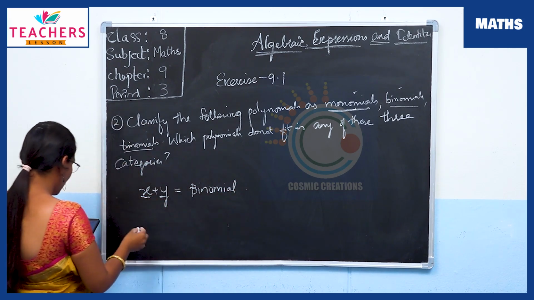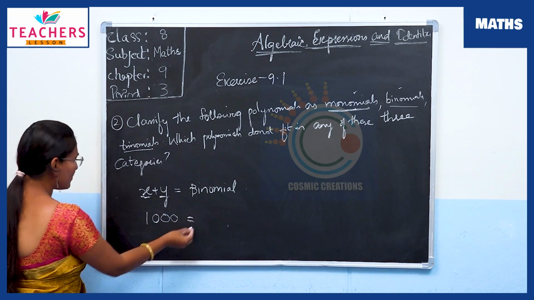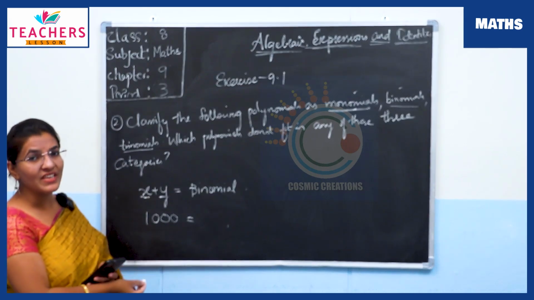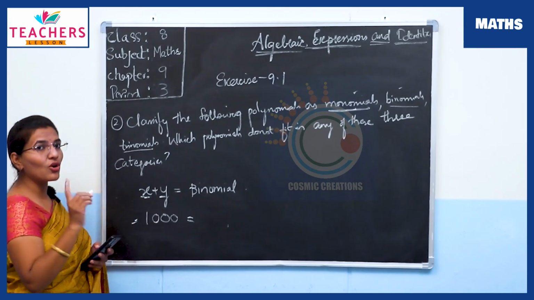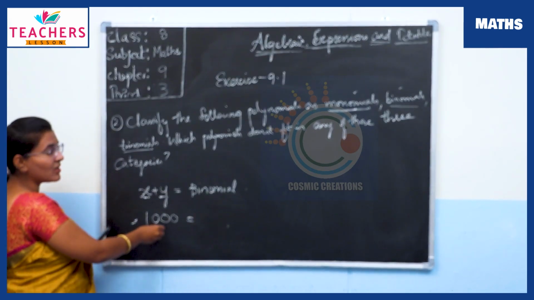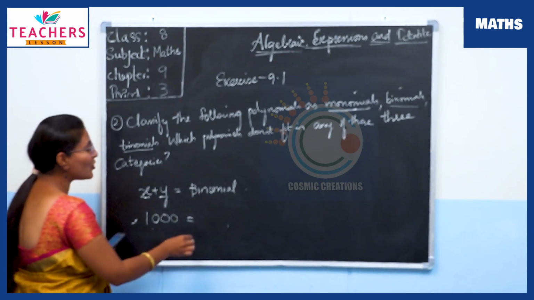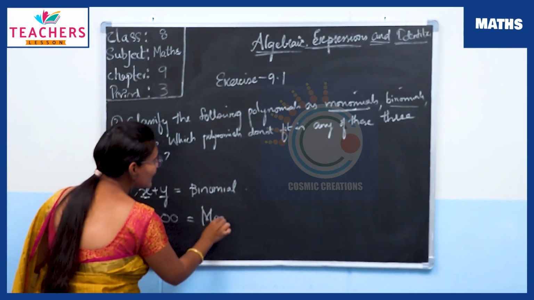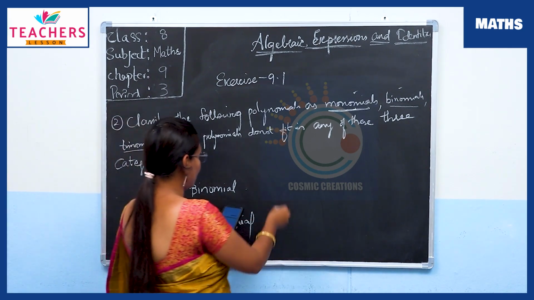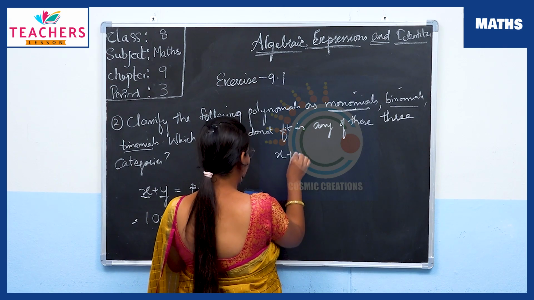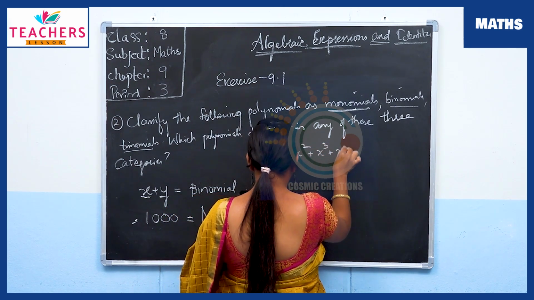Okay, next. What is the question they have given? 1000. So, is it a term? Yes, it is a term. Why? Because it is a constant, a lone constant. So, what is it? Binomial, monomial or trinomial? Yes, it is a monomial because it contains only a single term, right? Yes, very good. Next, x plus x square plus x cube plus x power 4.